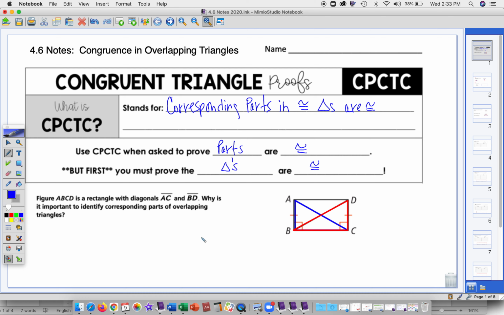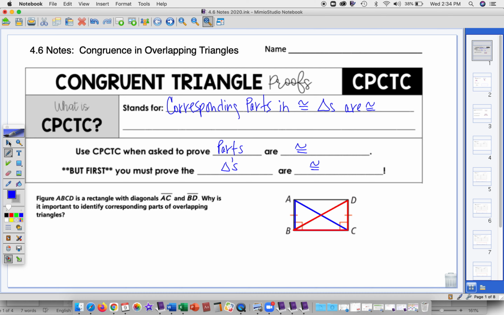Okay, so in this figure, we have a rectangle. We have the right angle markings, and we have congruency markings on AB and DC. The diagonals of the rectangle are AC and BD. So why is it important to identify corresponding parts of overlapping triangles?